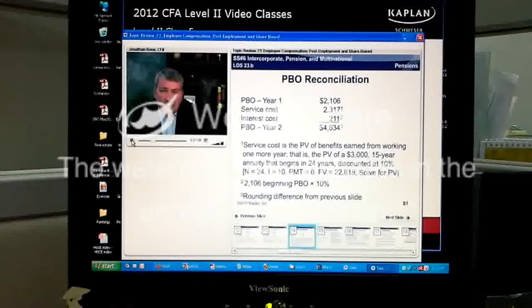So in our calculator, first of all, we need to enter 3,000 as payment, 10 as IY, N as 15, and compute present value. That gives us the value of the service cost on his retirement. Then we need to discount it back 24 years, of course, to the end of year 2. So to do that, we need to enter 22,818 as our future value, IY is 10, N is 24, compute PV, and you get 2,317.